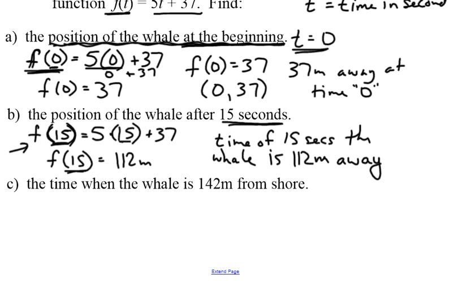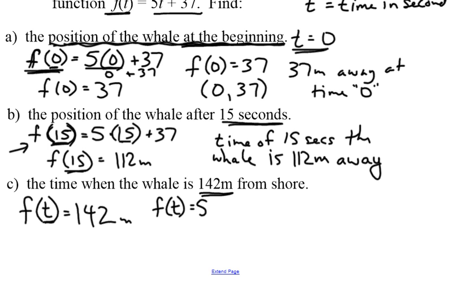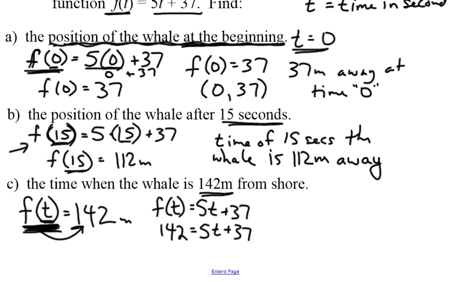The last one, the time when the whale is 142 meters away from the shore. Well, this time we know the distance. So the function for a certain time, we don't know the time in this case, but we know that it's going to end up 142 meters away. So if I have f of t is 5t plus 37, this time the function for some certain time we know is 142. 142 is 5t plus 37. And we want to figure after how many seconds it's that far away.